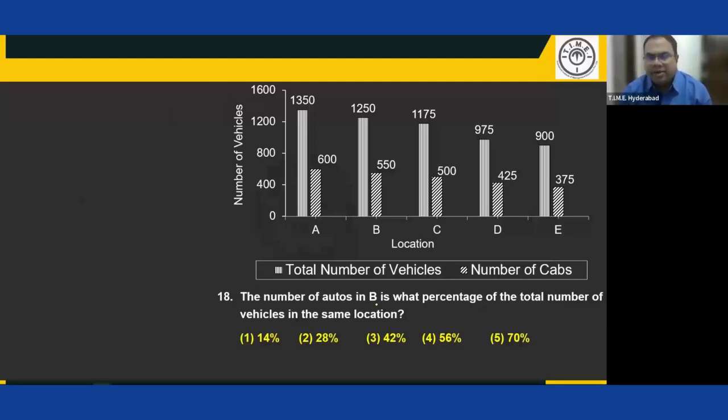Number of autos in B. What percentage of total number of vehicles in the same location? Autos in B is 1250 minus 550, 700 in B. Otherwise, you can use the data from the previous question. What percentage of total vehicles? 700 by 1250 into 100. 25 fives, 25 fours. 5 goes 14 times. 14 into 4, 56%.